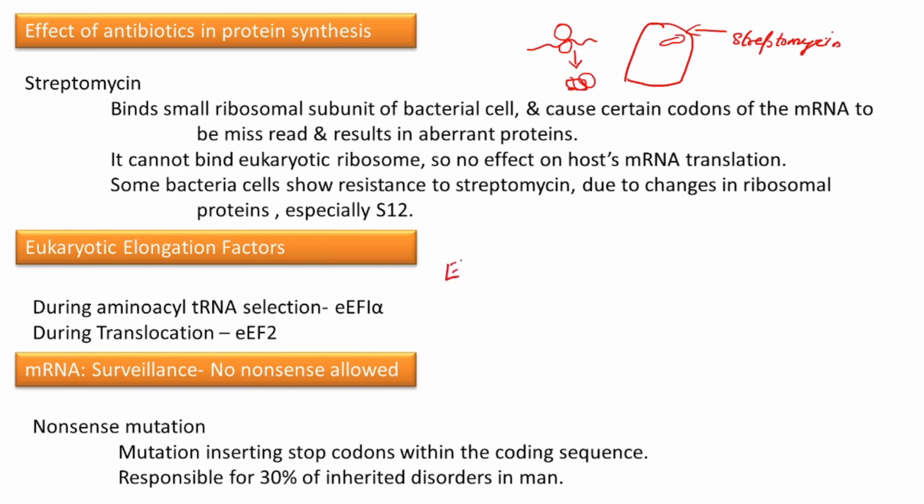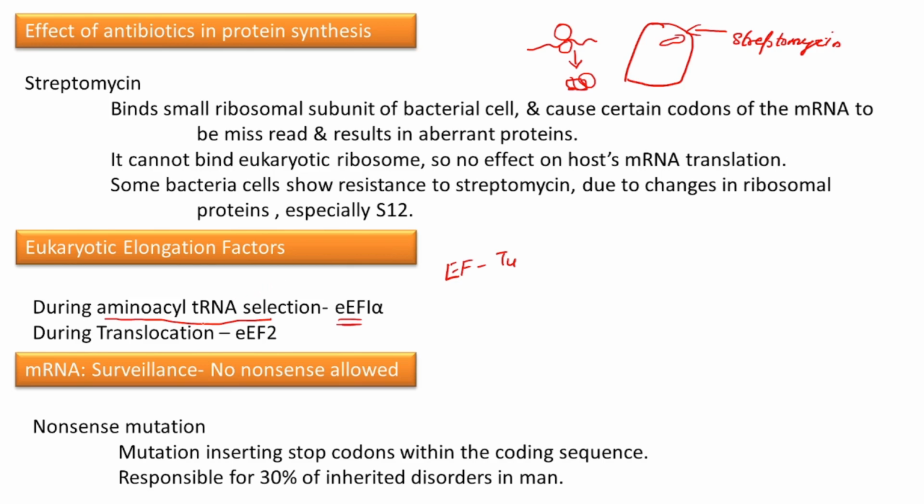I think you all are remembering that EFTU is the elongation factor that is helping in amino acyl tRNA selection. At the same time, in the case of eukaryote, the difference lies here. The elongation factor responsible for amino acyl tRNA selection in the case of eukaryote is not EFTU but eukaryotic EF1 alpha. That is one difference.